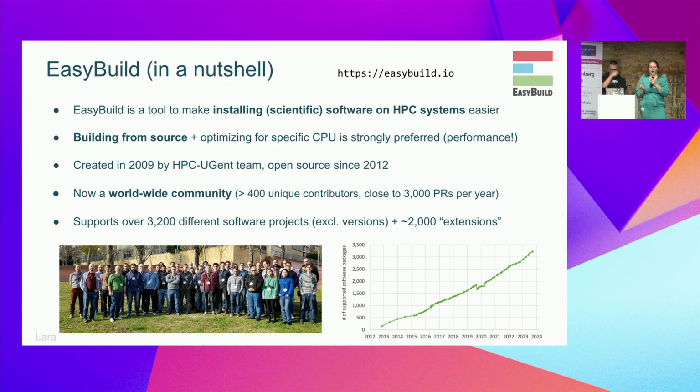And so to more easily have this software built from source, we use EasyBuild, which got started in 2009 and is an open source project since 2012. And it mainly automates the installations from source of now over 3,200 software packages with over 2,000 extensions to that software. And on the graph you can see the growing number of software that we provide installations for over the years.